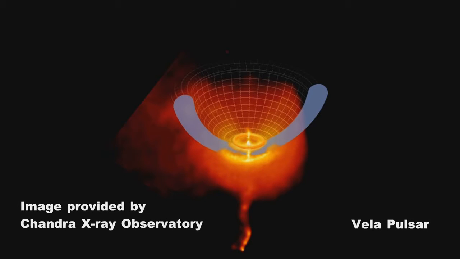This flip point repulsion is the reason we see the ejection of matter from the bottom of the Vela pulsar.